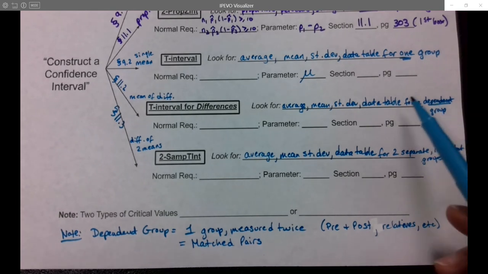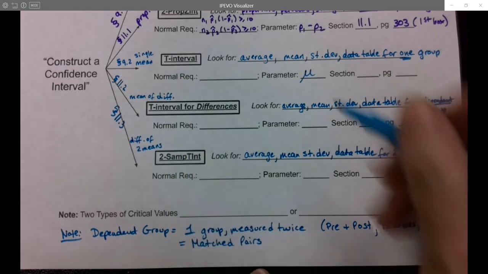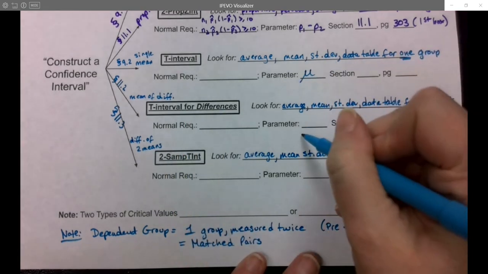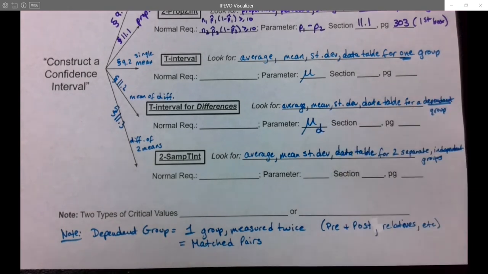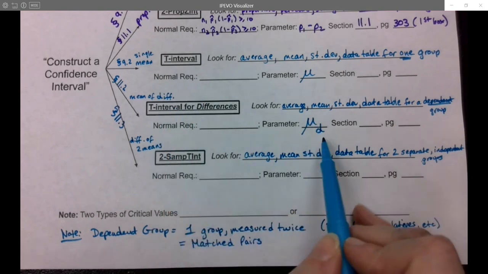All right, so when you see that dependent group and you're making a confidence interval, it's for the mean of the differences. So instead of just mu, it's the mu of the differences. It's mu d that you're building your interval for. So it's the mean of all the differences, mu d.